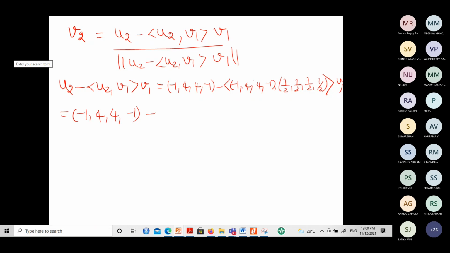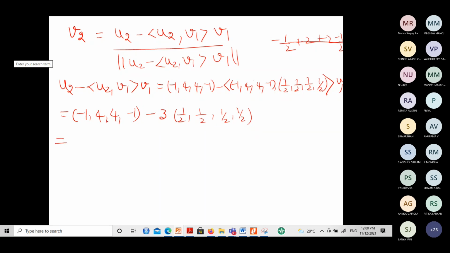Tell me what is this inner product value? Minus 1 by 2 plus 2. Three, ma'am. Minus 1 by 2 plus 2, so 3. So minus 3 into V1. 3 is correct.